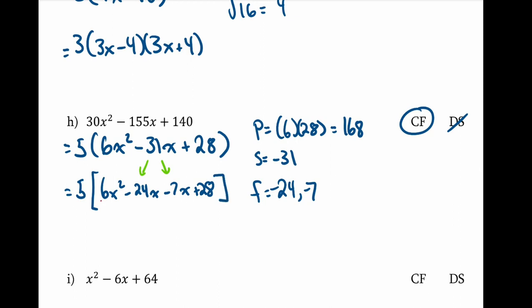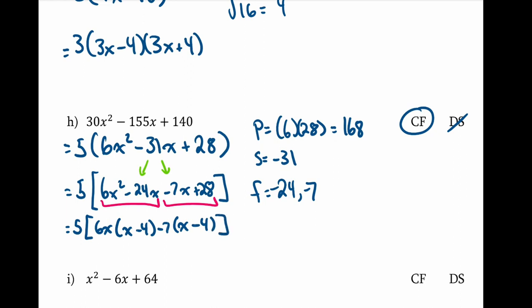I'm going to look at my first 2 terms and my last 2 terms, so now I'm going to factor by grouping. So 5 is still there as a common factor. And I should see that in the first one I can common factor out a 6x. So I'm left with x minus 4. The goal in the second bracket is to get x minus 4 as well. So in order to get a positive x, I need to factor out a negative 7, and that leaves me with x minus 4 again.